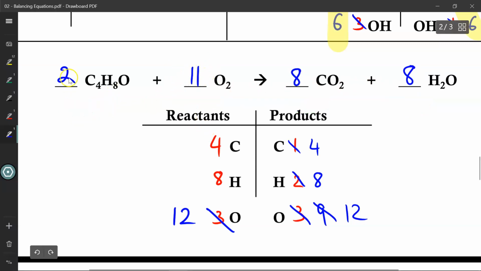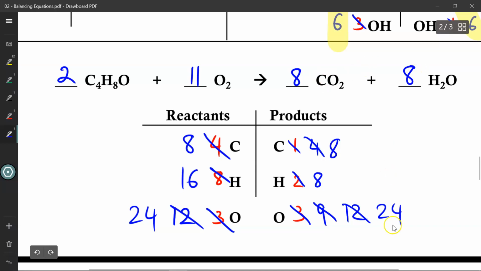Let's recalculate now. 2 times 4, 8 carbons, 16 hydrogens, then 2 times 11 is 22, plus the 2 oxygens from here means 24 oxygens. Over here we have now 8 carbons, 16 oxygens from here, and 8 oxygens from here. 16 plus 8 equals 24, and now I have 8 times 2, which is 16 hydrogens. Lo and behold, everything is balanced.